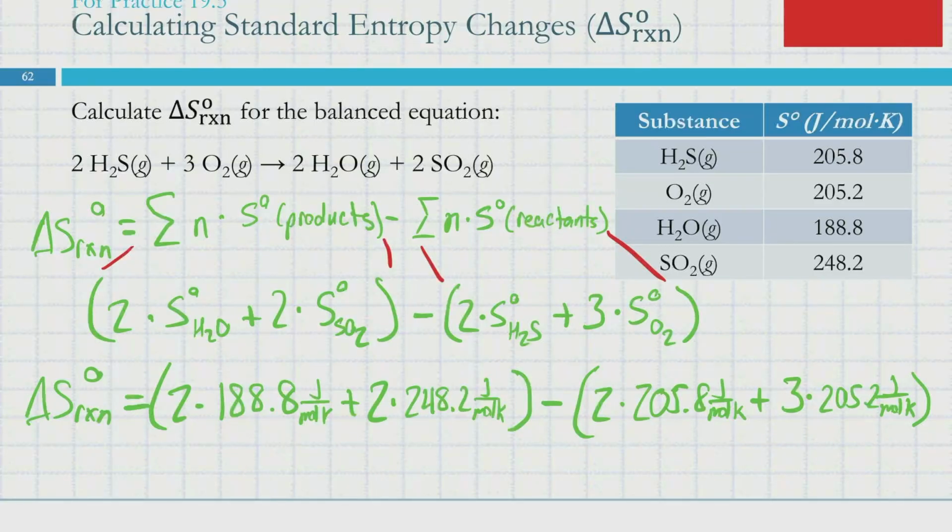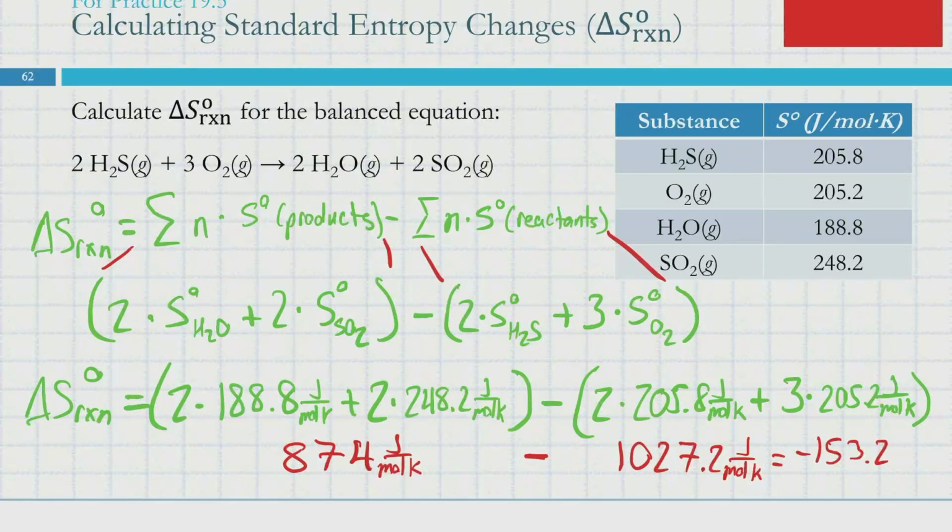Okay, so our left term, 874 joules per mole Kelvin. We're subtracting from that 1027.2 joules per mole Kelvin. So our change in entropy of the reaction is negative 153.2 joules per mole Kelvin.